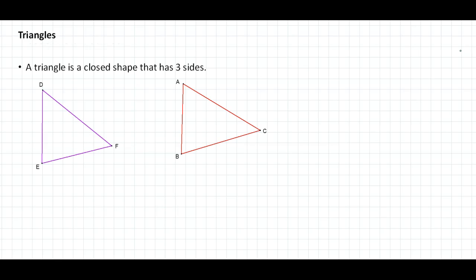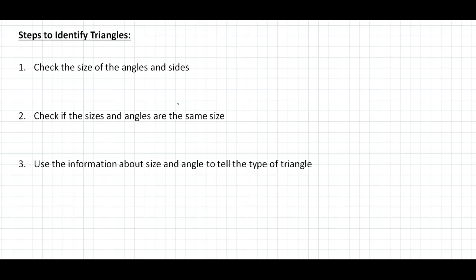So a triangle is a closed shape that has three sides. The reason it's called a triangle is that tri just means three. So you can see that there are three different angles here. That is how it gets its name. It's a three-angled figure. And you have to pay attention to the fact that these sides must all be closed. Okay. So how do we identify triangles?